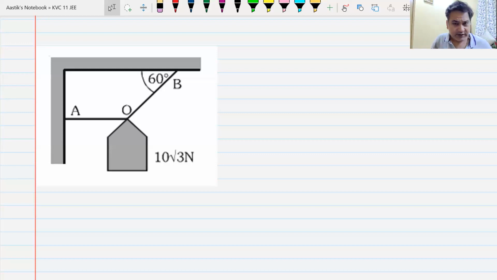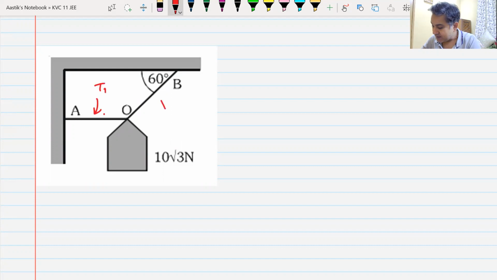Let me know, bacha, if you are done. You can call if you want, just to be sure. Tension in this string as T1 and tension in this string as T2 if you want.